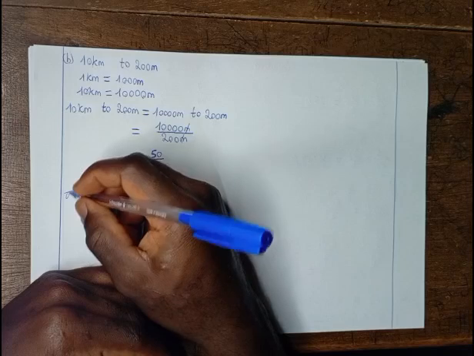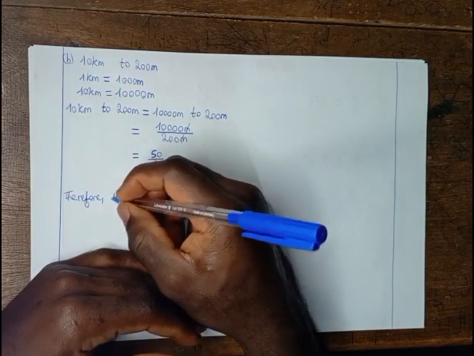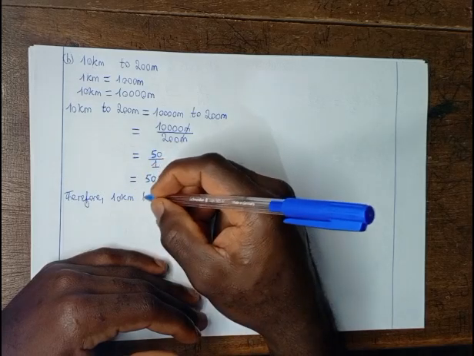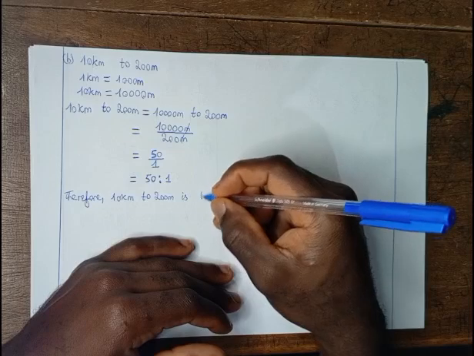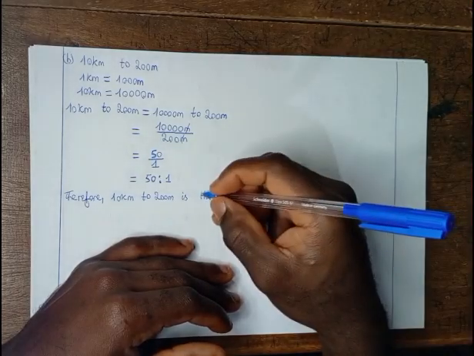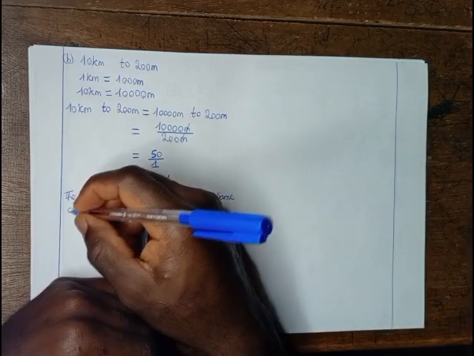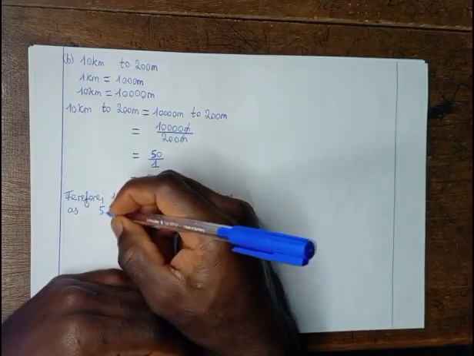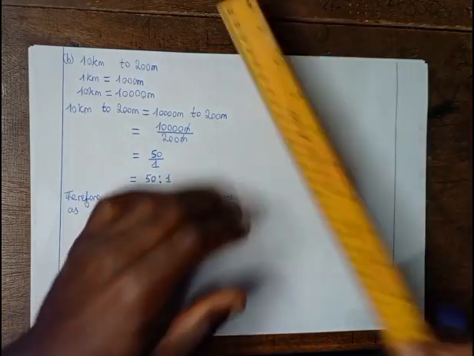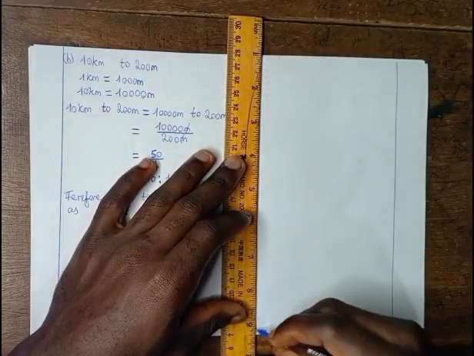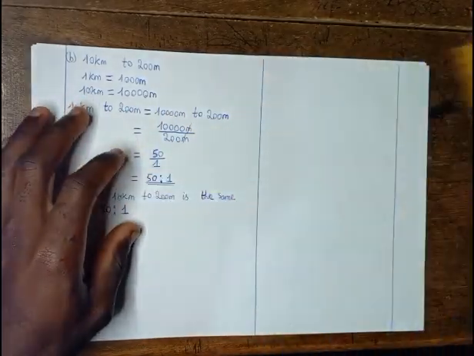Here we conclude, therefore, 10 kilometers to 200 meters is the same as 50 is to 1. Underline the result. In the simplest form, it is simply 50 is to 1.